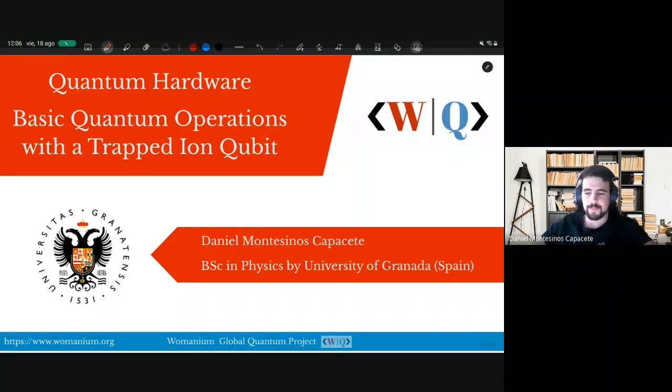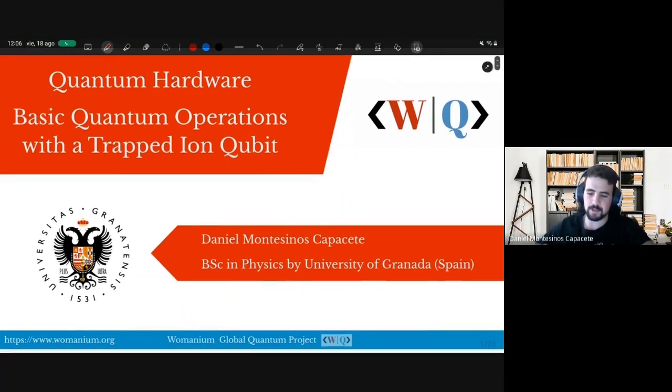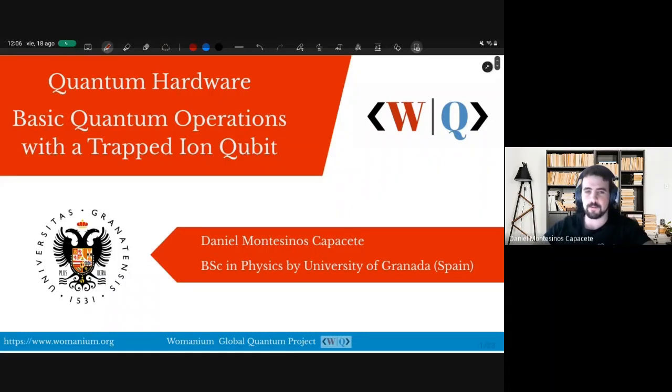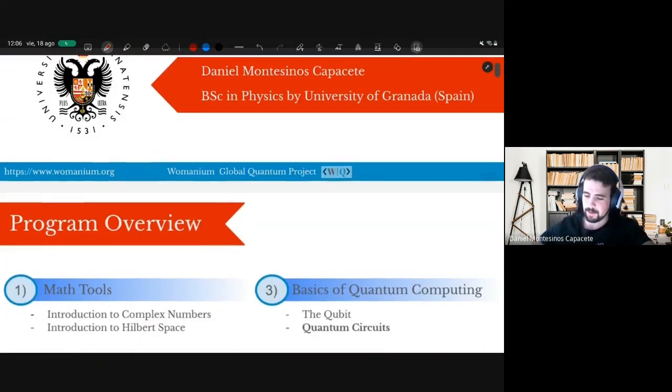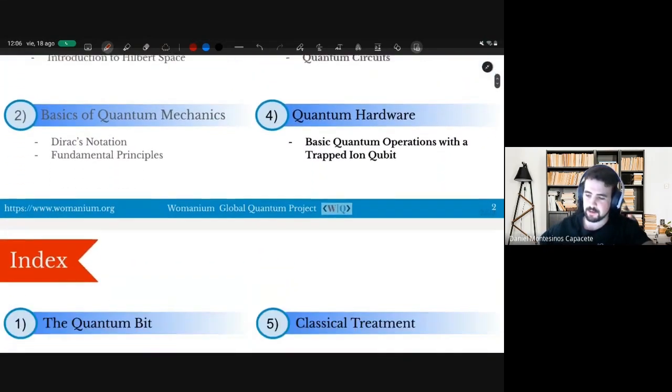Hi everyone. Again, this is the last day of this introductory course, and today we are going to be dealing with a specific type of qubit implementation. In this case, we are going to be seeing qubits using trapped ions, or concretely just one trapped ion. So this is the last day.